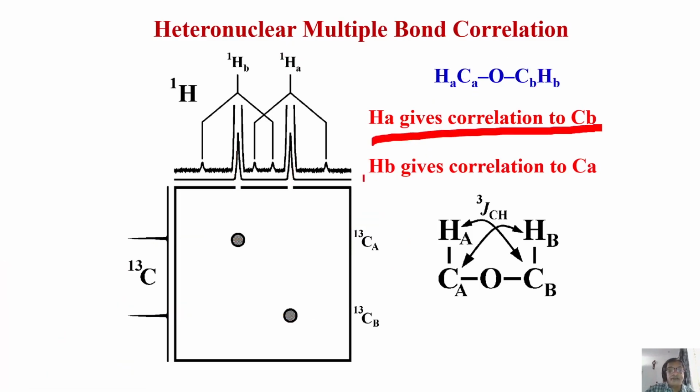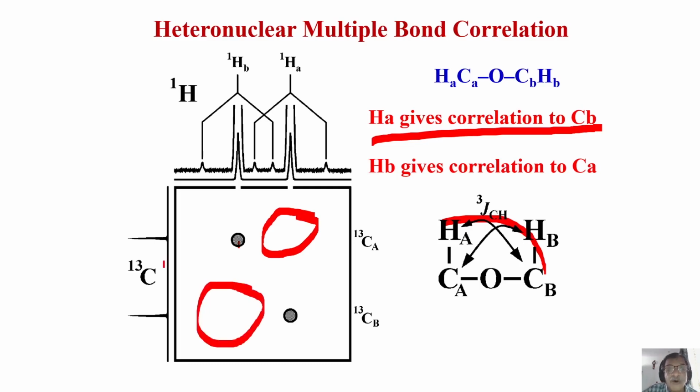HA gives correlation to CB. This one, HA gives correlation to CB. HB gives correlation to CA. And direct correlation peaks are suppressed. No peaks here. This is what is called heteronuclear multiple bond correlation.